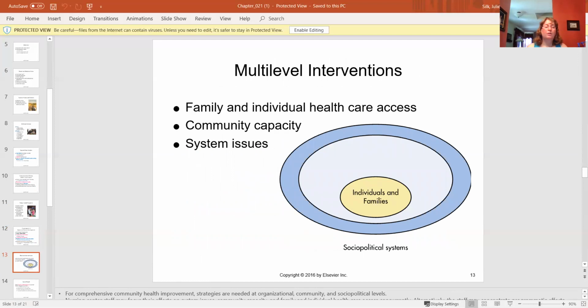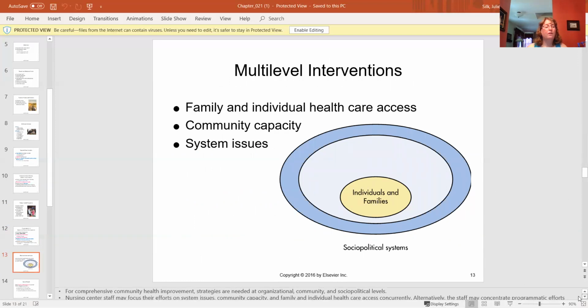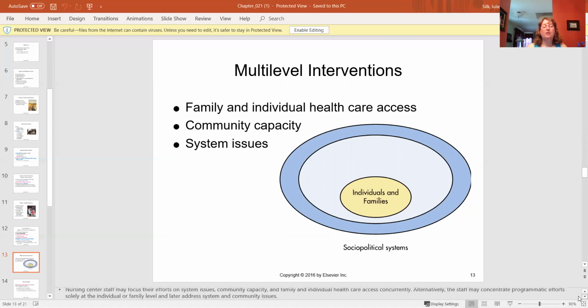Okay, so for comprehensive community health improvement, strategies are needed at organizational, community, and socio-political levels. Nursing center staff may focus their efforts on system issues, community capacity, and family and individual health care access concurrently. Alternatively, the staff may concentrate programmatic efforts solely at the individual or family level and later address system and community issues.